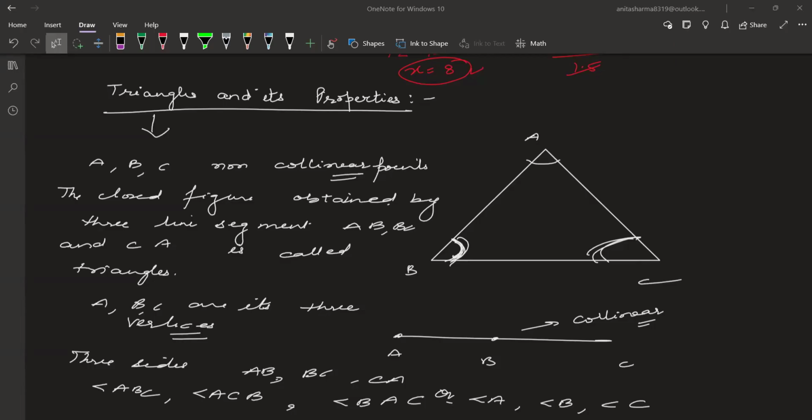Ma'am, in a triangle, two points are collinear and one point is non-collinear. Yes, beta. Like, can it be like that, only one point is non-collinear? Can we say like that? Uh, yes, you can say like this. Okay.